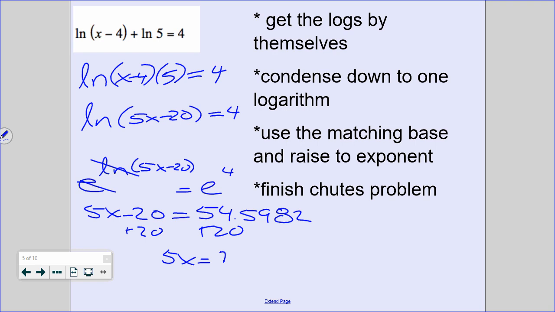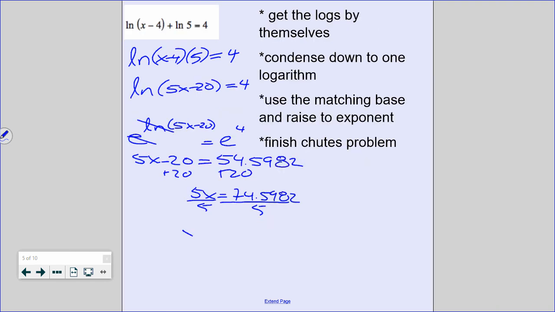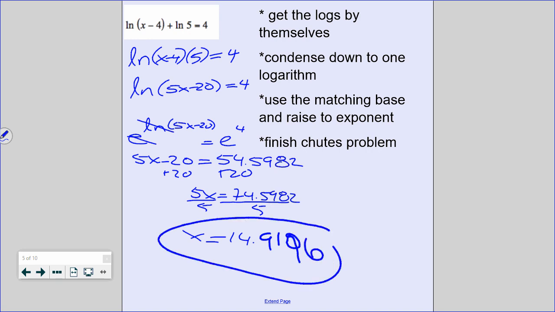5x equals 74.5982. Divide by 5. 14.1916. Oh, it's not a 9. Why am I always backwards with that? What's the last two? 9, 6. 9, 1. It became a 9. The round up there. Well, we did round it up, because you round the fifth number. Yeah, because we're doing the 4 decimal places.